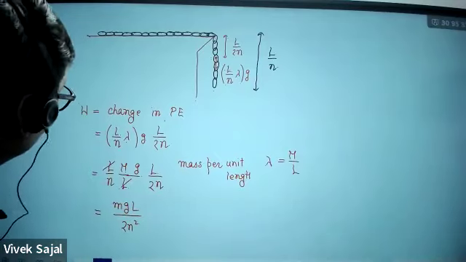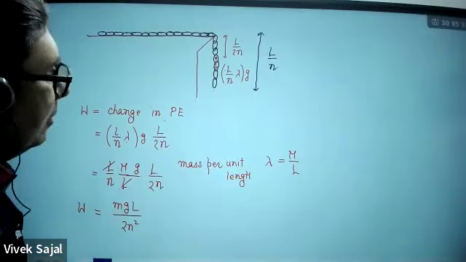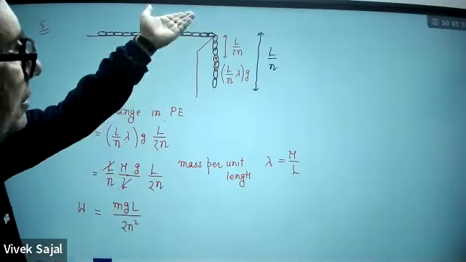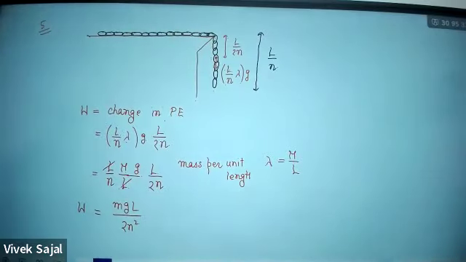This will be question number 5. So this will be the work done if you want to lift this chain and place it on this table. This will be the answer: mgL upon 2n square.